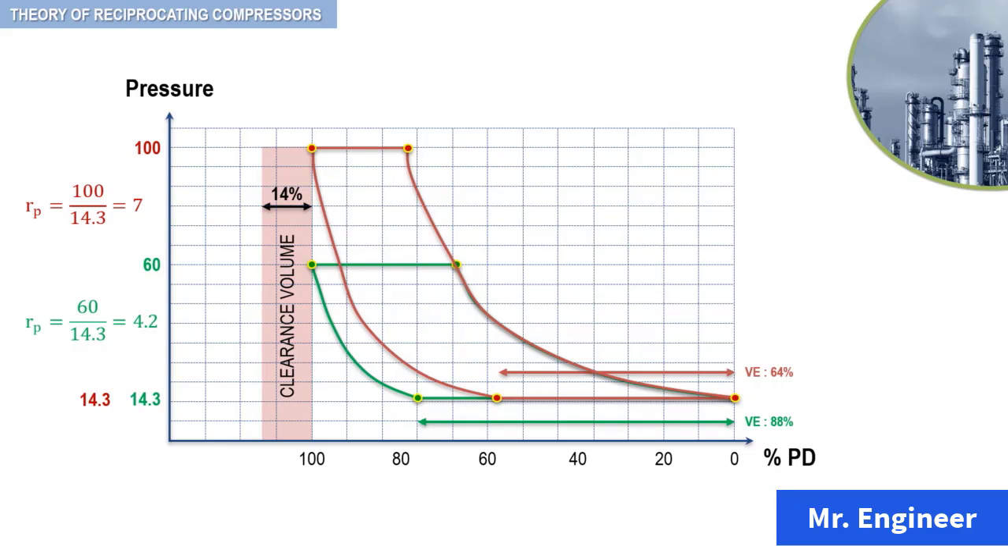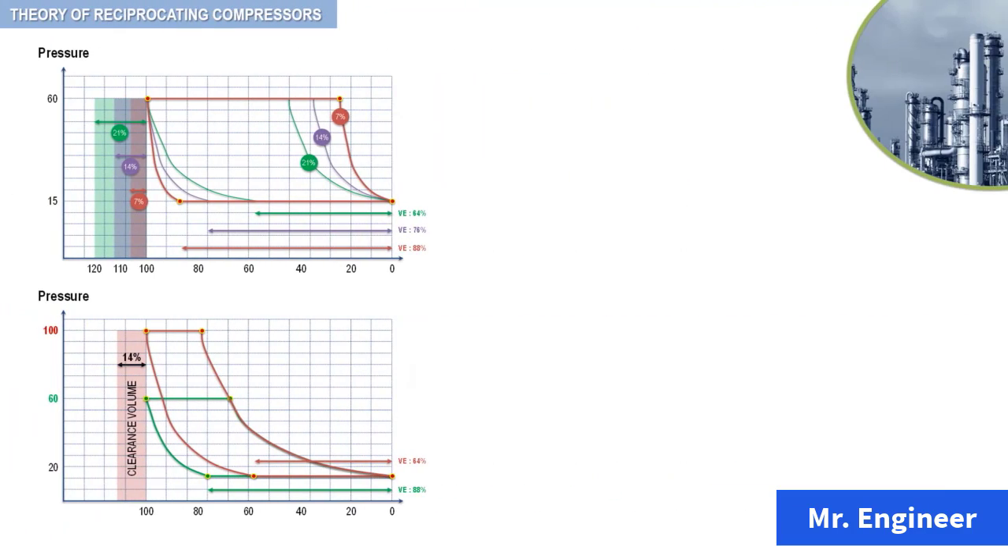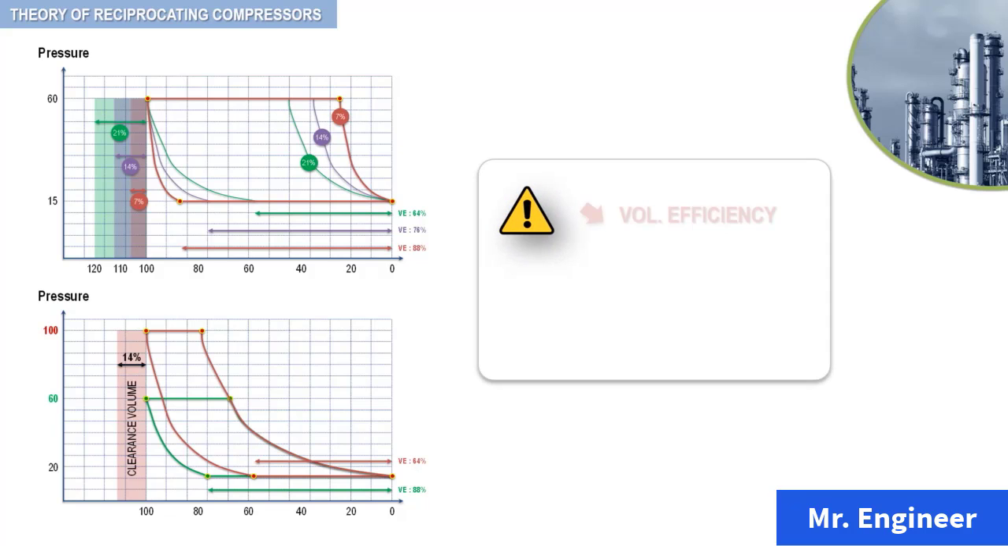Now, as you can see here, as the compression ratio increases, the volumetric efficiency decreases. In our example, for the low compression ratio of 4, the volumetric efficiency is 88%, and for the high compression ratio of 7, the volumetric efficiency is reduced to 64%. Now, at this level, what I want you to understand and to keep in mind is that the volumetric efficiency of a compressor decreases as the clearance increases or the compression ratio increases.